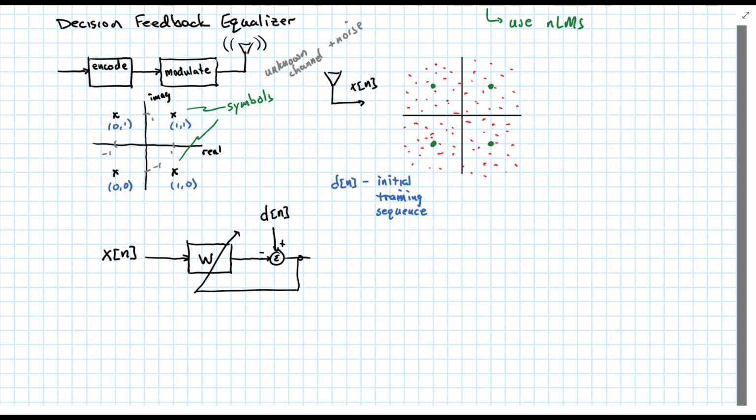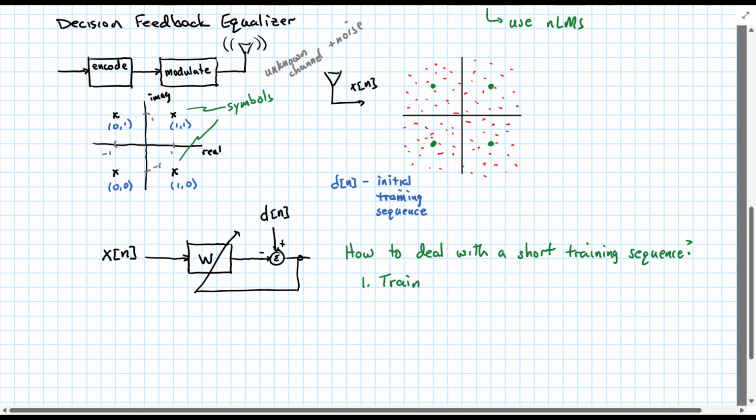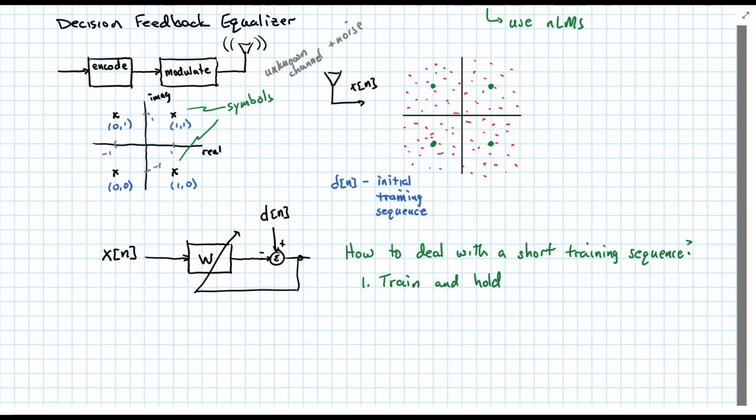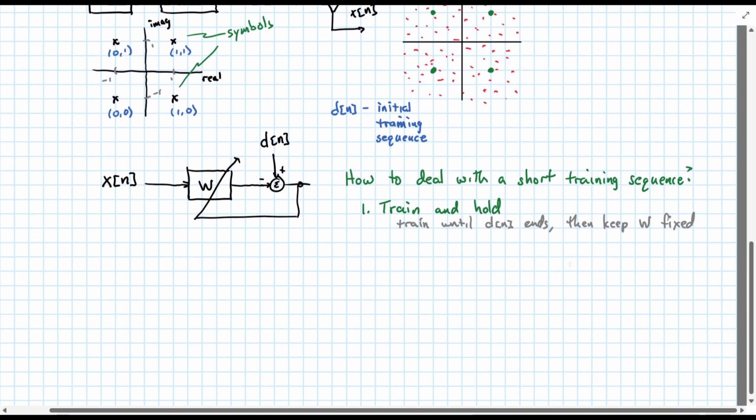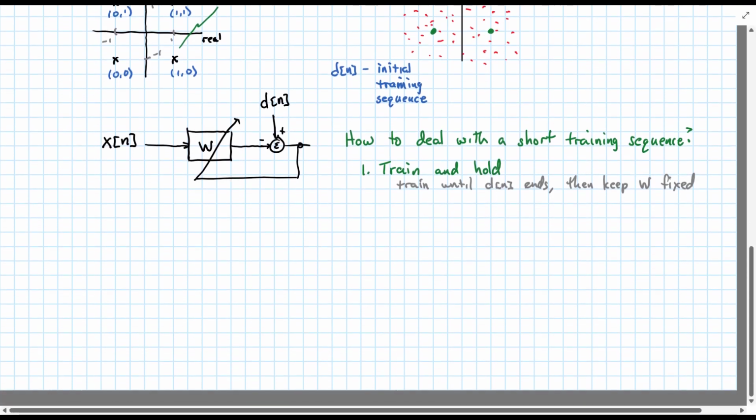Once our training sequence is done, what do? Well, we have several options. The first would be what I'm going to call train and hold. So the first step is train until dn ends, and then keep w fixed. There are situations where this works, but they are much less common than the ones where it does not work. So let's look at another approach.